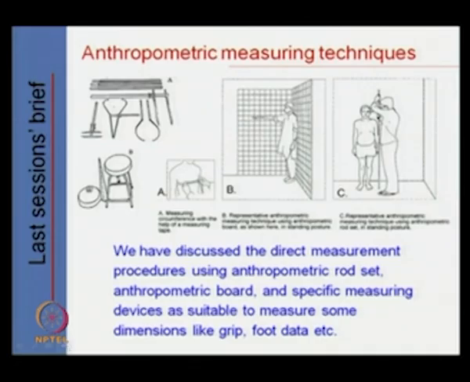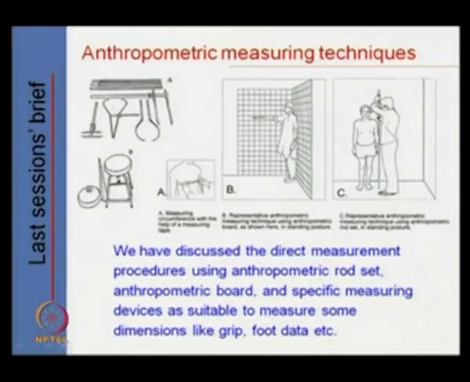In the last class we discussed anthropometric measuring techniques, and before that anthropometric landmarks were discussed. This is specifically required when we do not have any ready reference data for design application. We may need to generate some data, and how to generate that data we discussed last class. Today we will be discussing how statistical treatment can be done on the collected data.